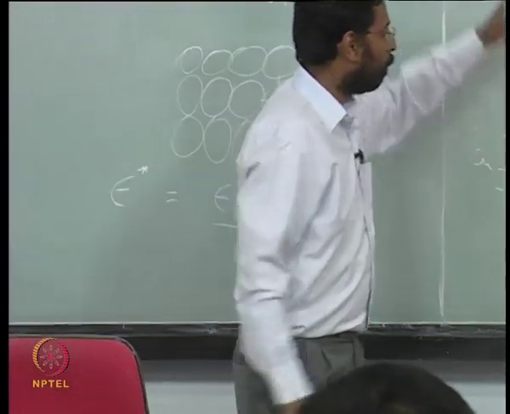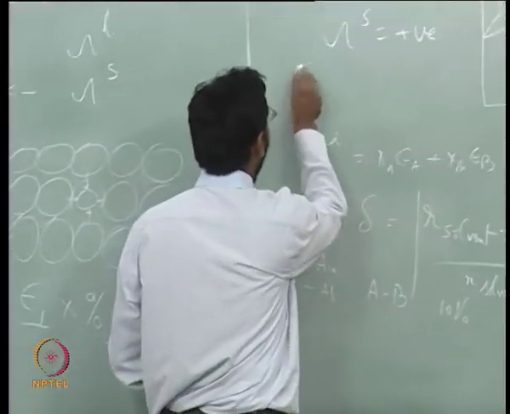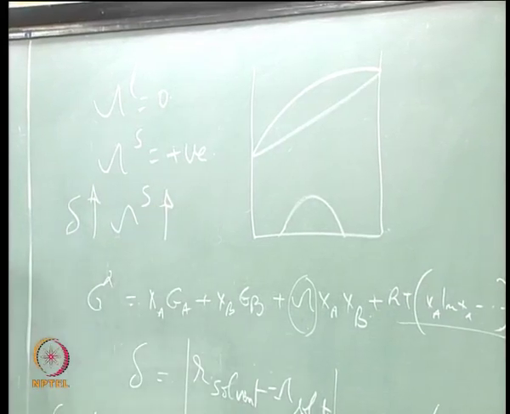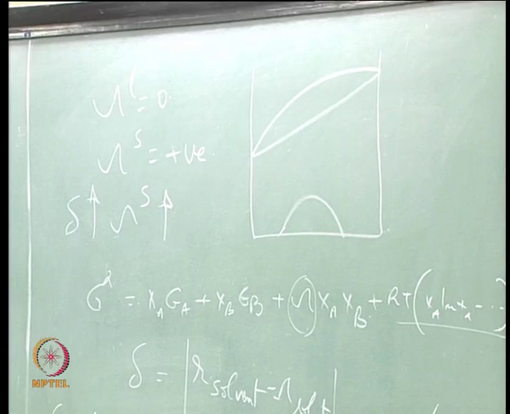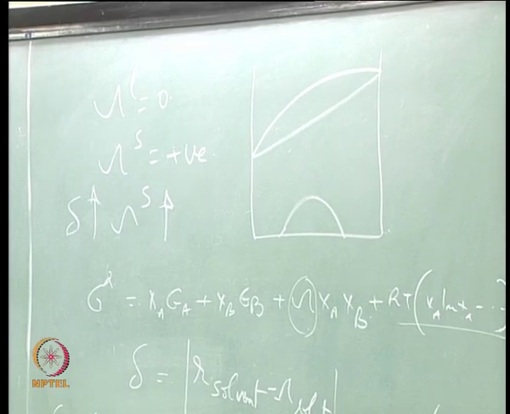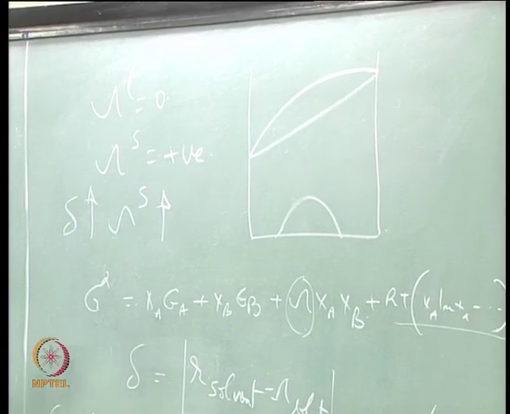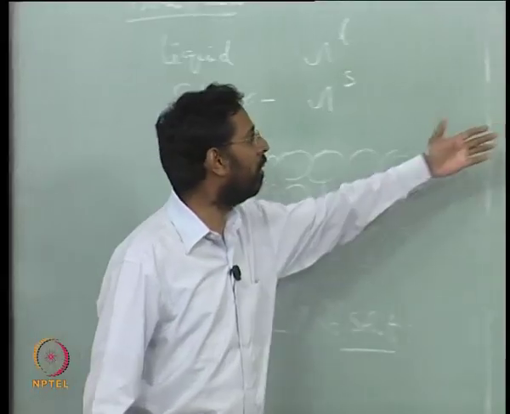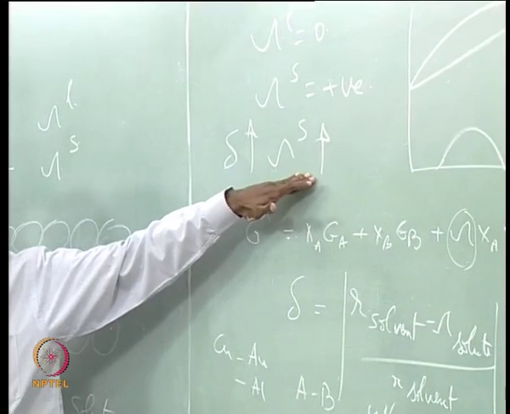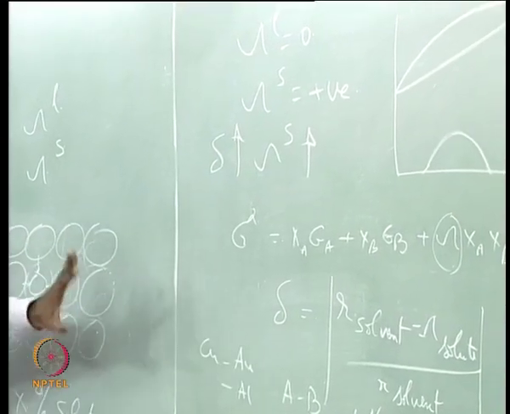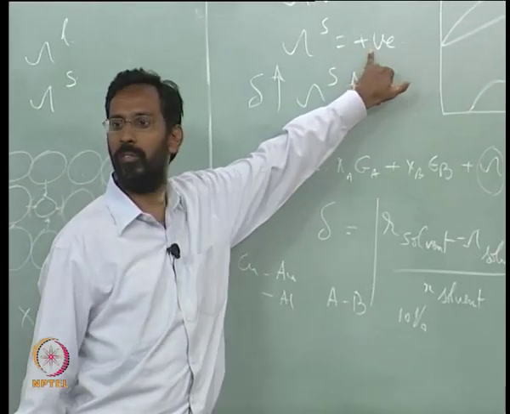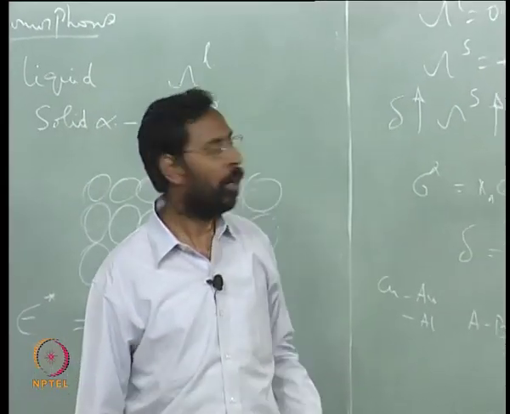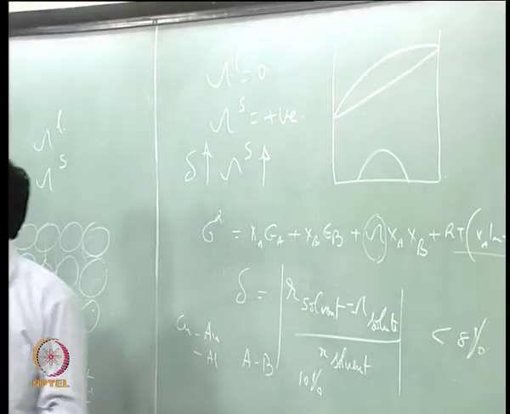So you can see that the moment the size factor increases, if the delta increases, then omega s increases, giving higher and higher repulsion between the A and B, because as the size factor increases, the strain increases. If the strain increases, obviously the repulsion increases. So now we do not look at this part, we simply look at what happens if the omega s increases. The moment omega s is positive, suddenly you see a miscibility gap.